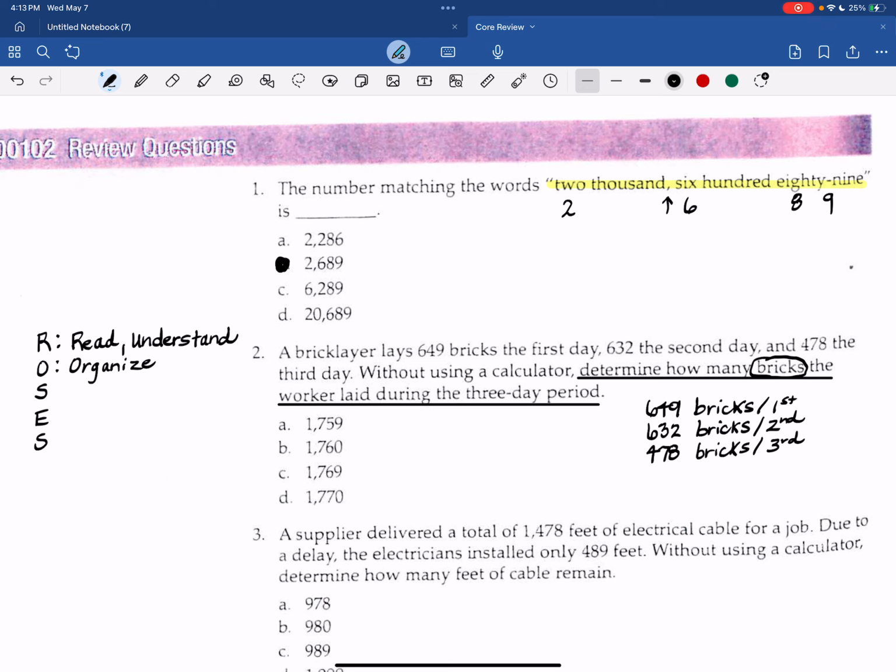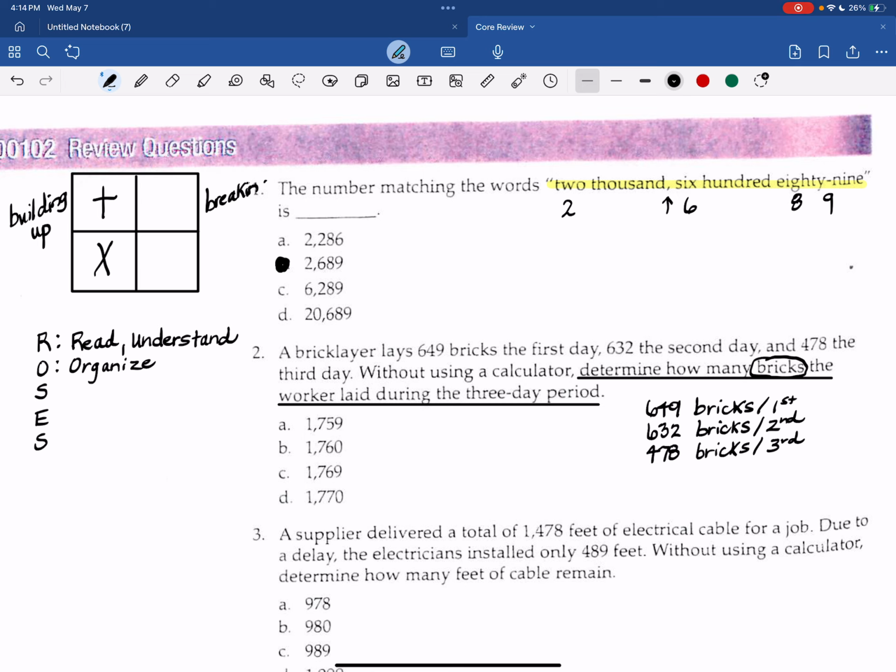And clearly this is building up. So if you're building up, let me just show you this little trick as well. Make yourself a square and divide it into quadrants. If you are building up, you will either use addition or multiplication. If you are breaking down, you will use subtraction or division.